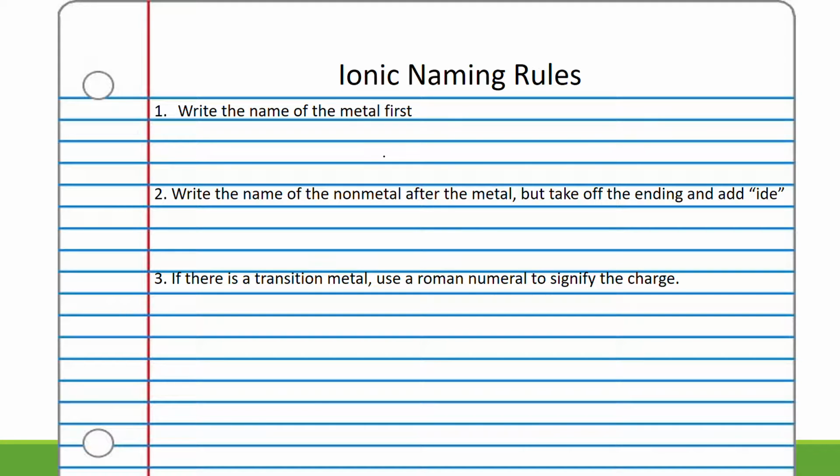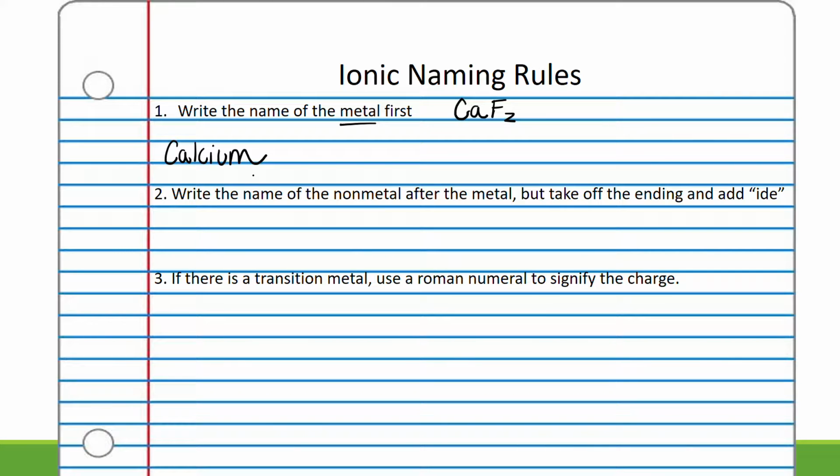Okay, so let's talk about naming them. I'll give you a formula. Let's start with, say, calcium and fluorine. When we're going to name this, we're going to write the name of the metal first. The metal always goes first. The metal goes first in the formula, and the metal goes first in the name. So we're going to write the metal first, and that's going to be calcium.